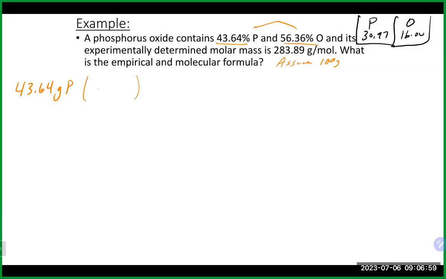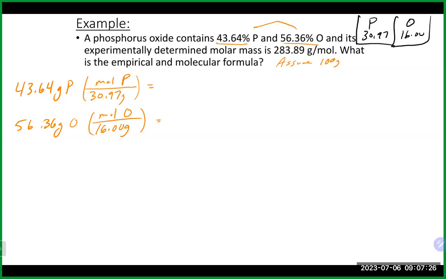We also want to convert it into moles. So 30.97 grams per mole. We also want to do the same thing for our oxygen, which would be 56.36 grams of oxygen, using the molar mass of oxygen, 16 grams per mole. Again, as I mentioned earlier, you don't want to use 32 because it's not O2 in this situation. It is oxygen with however many you have.